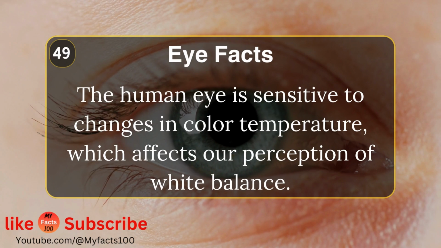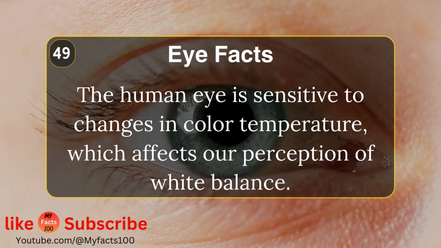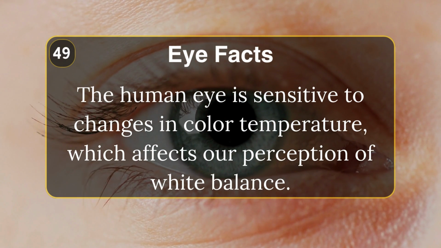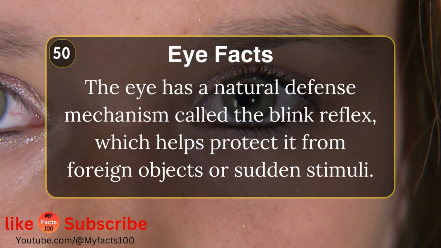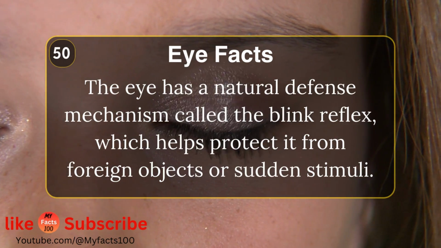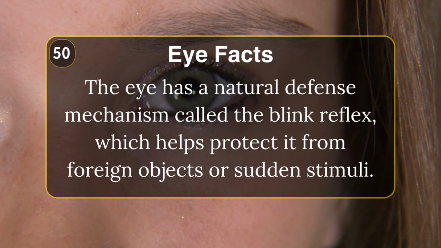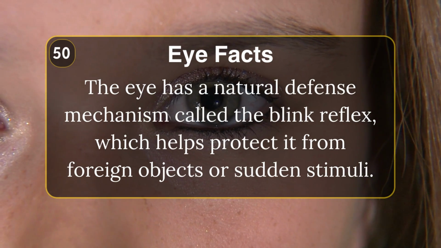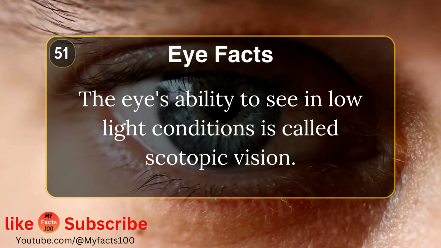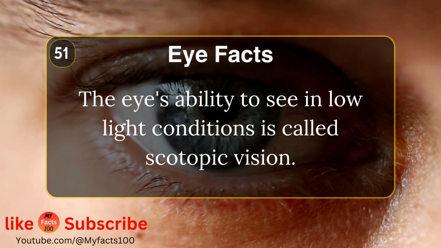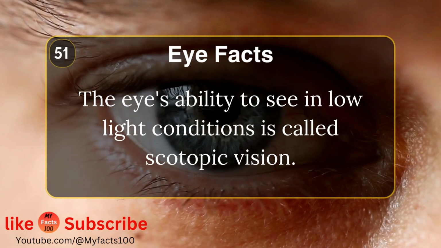The human eye is sensitive to changes in color temperature, which affects our perception of white balance. The eye has a natural defense mechanism called the blink reflex, which helps protect it from foreign objects or sudden stimuli. The eye's ability to see in low light conditions is called scotopic vision.